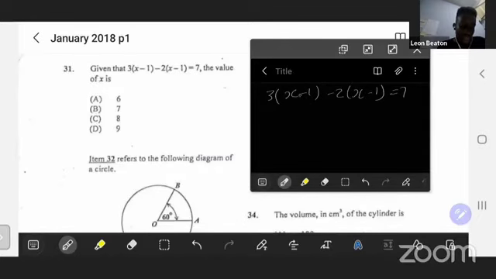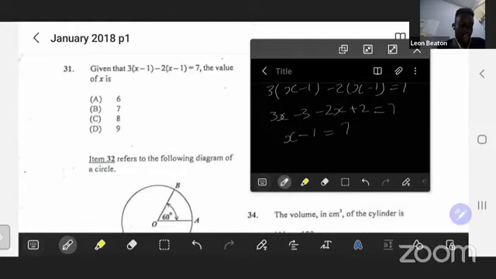3 times x will give you 3x. 3 times negative 1 will give you negative 3. Minus 2 times x will give you negative 2x. Negative 2 times negative 1, a negative and a negative will give you a positive, 2 times 1 is 2, and that is equal to 7. So we just gotta group the like terms. We have 3x minus 2x, that will give you x, and negative 3 plus 2, that will give you a negative 1, is equal to 7.